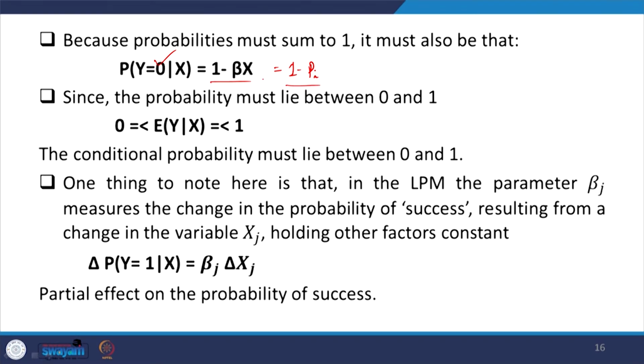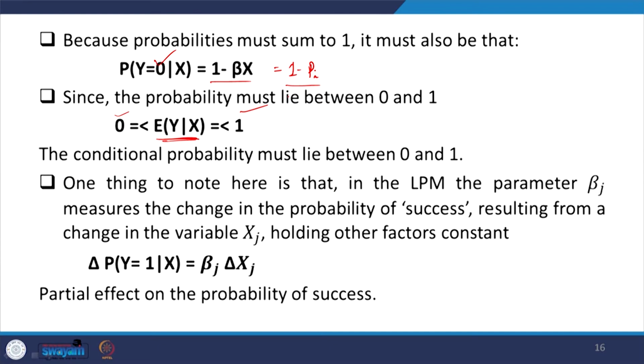Since the probability must lie between 0 and 1, the expected value should also lie between these two brackets, 0 and 1. But if we violate this bracket, that means this model is actually not correct. We are going to test this with the data. We have real-life survey data, where we will test that these brackets are not followed by the LPM correctly. The conditional probability must lie within this bracket.